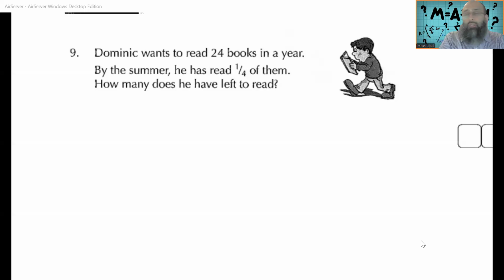So let's have a look at the scenario. Dominic wants to read 24 books in a year. By the summer, he has read 1/4 of them. How many does he have left to read? Now, students typically see the number 1/4 and their question all of a sudden comes about a quarter. But the question goes, how many does he have left to read?